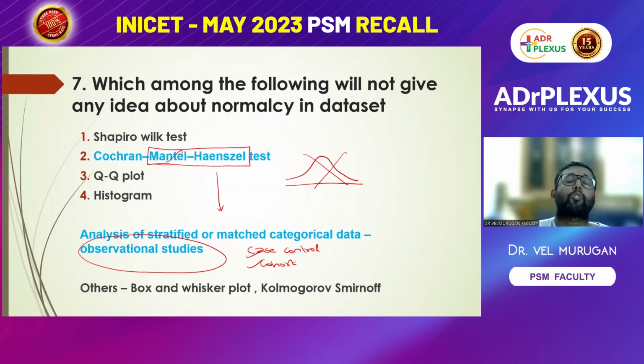So what are the tests used to test the normal distribution? Shapiro-Wilk test, QQ plot, histogram, frequency polygon, frequency curve, box and whisker plot, Kolmogorov-Smirnov test.